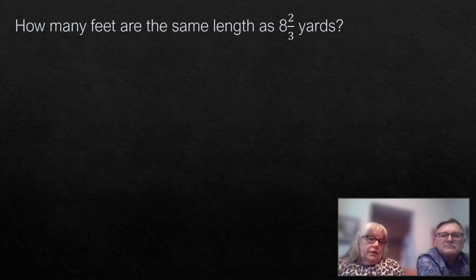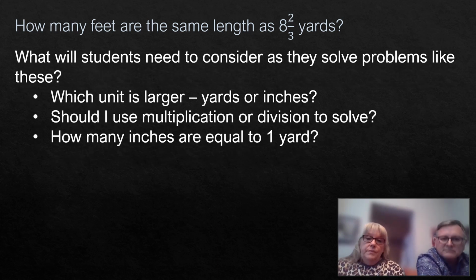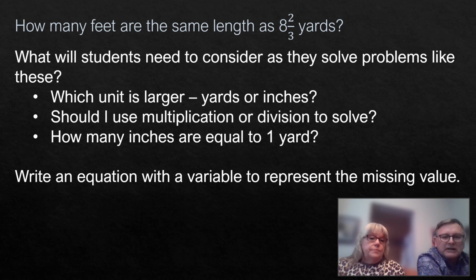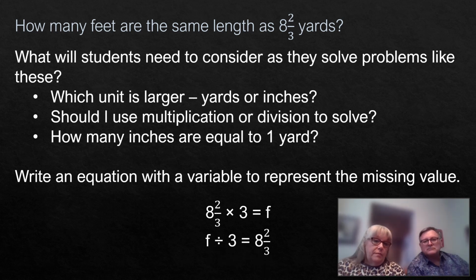Now we have 8 2/3 yards. We're converting to feet. I'm again paying attention to my considerations. I know that yards are a larger unit, feet are the smaller unit. So I've got to multiply. So I'm going to multiply 8 2/3 times 3 to get the number of feet. And if I'm starting with my feet, I'm going to divide by 3 to get that 8 2/3 yards.